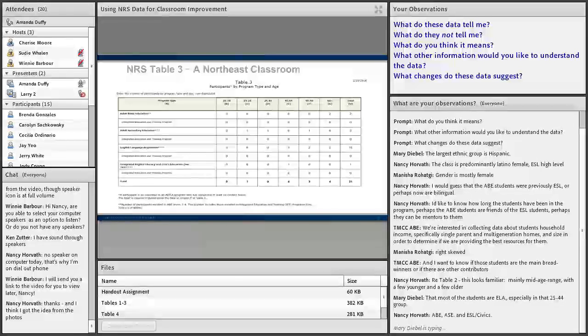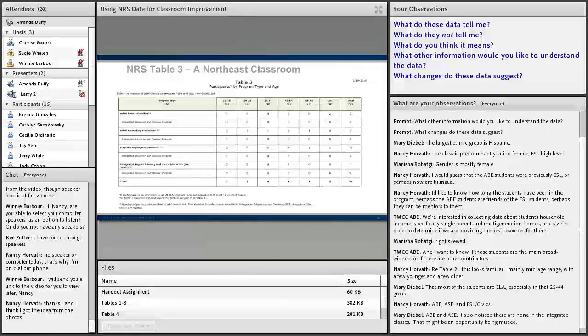Right, ABE, ASE, and ESL Civics. So that to me is a strange mix of students in terms of instructional focus and instructional level. So if I'm looking at this table, I really want to know, why is that? What does that mean for instruction? What does that mean for outcomes?